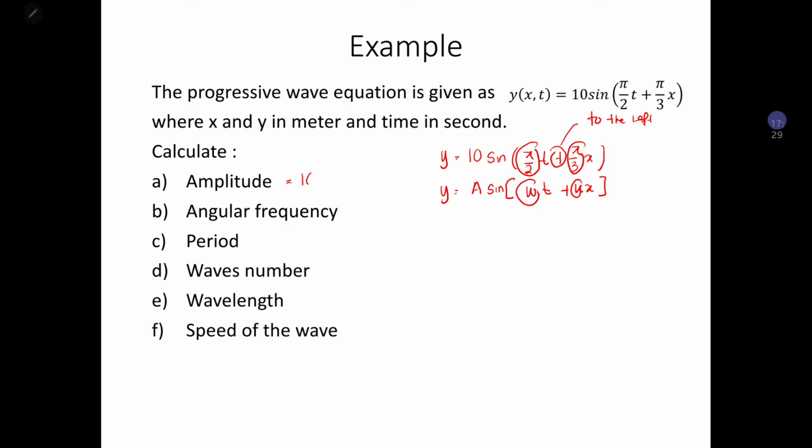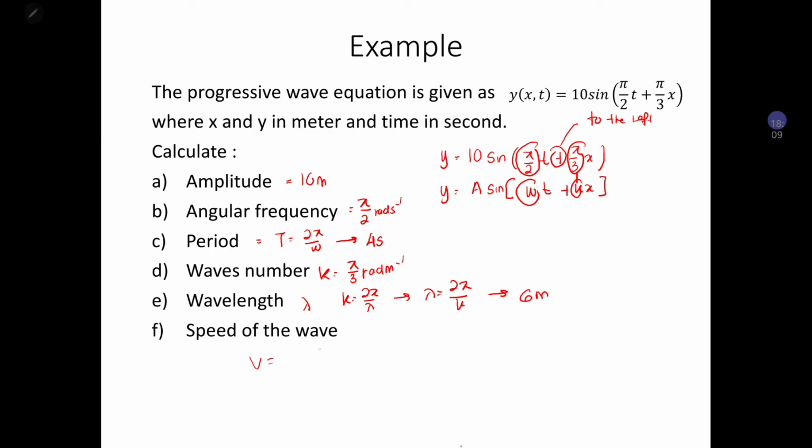Amplitude, boleh ambil terus. Angular frequency, pi over 2 rad second negative 1. Period, cari daripada T sama dengan 2 pi over omega. So, try buat kat rumah, sama dengan 4 second. Wave number telah diberi. Ambil je dari sini, pi over 3 rad meter negative 1. Wavelength, K sama dengan 2 pi over lambda. Lambda sama dengan 2 pi over K. So, final answer for your wavelength should be 6 meter.